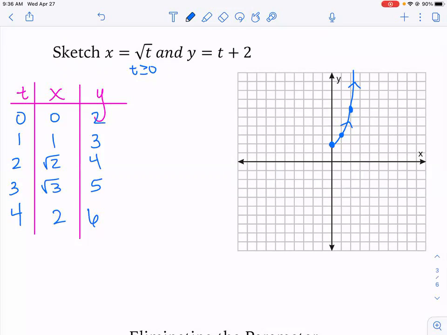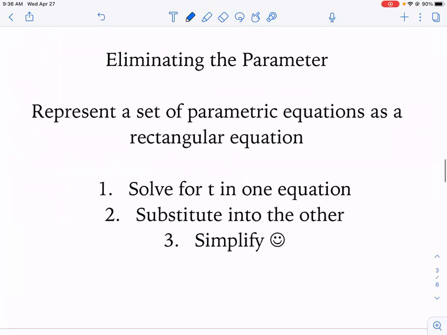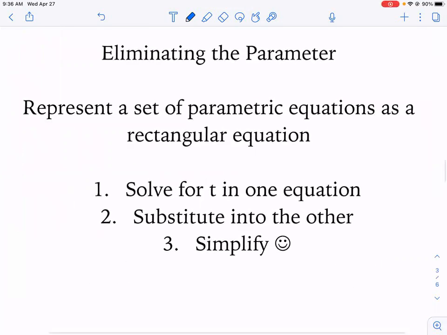Okay, so we can do something algebraically called eliminating the parameter, to where we could take a set of parametric equations and squish them together and write it as a rectangular equation. Okay, so that's what we are going to do next. We're going to take a set of parametric equations and write it as one rectangular equation, so one equation with x and y. So to do that, you're going to solve for t in one equation, throw it into another, and then simplify and make it look pretty.